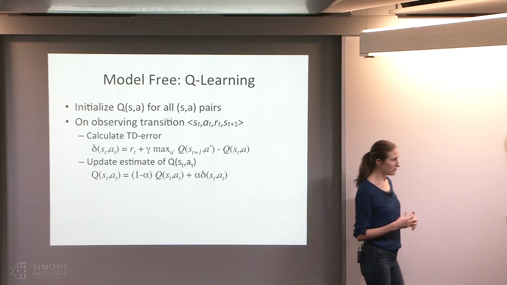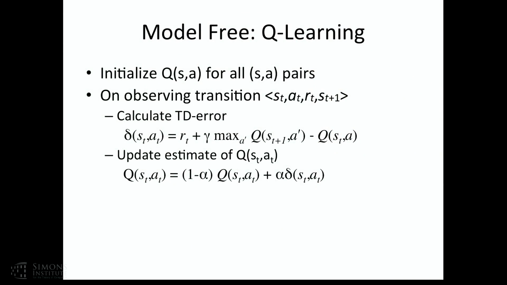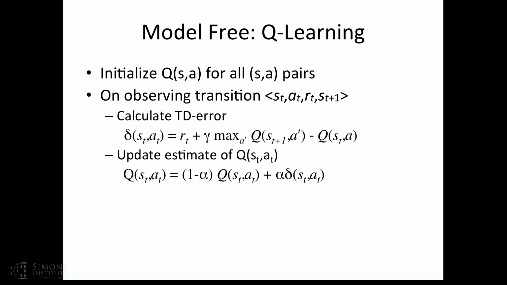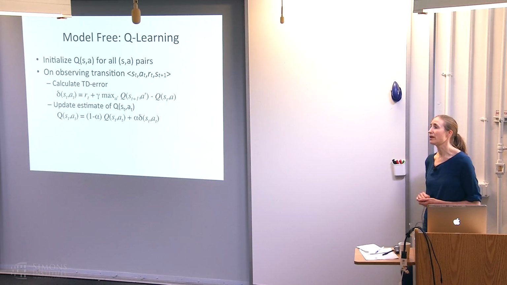Now this should sound slightly inefficient because we're only going to update one state action pair after every data point in the initial way. So remember, in the model-based approach, we could compute entirely new models after every new data point, and then update the Q value for every single state action pair. In Q-learning, we're only going to update the Q function for one state action pair, the state and the action that we just took.